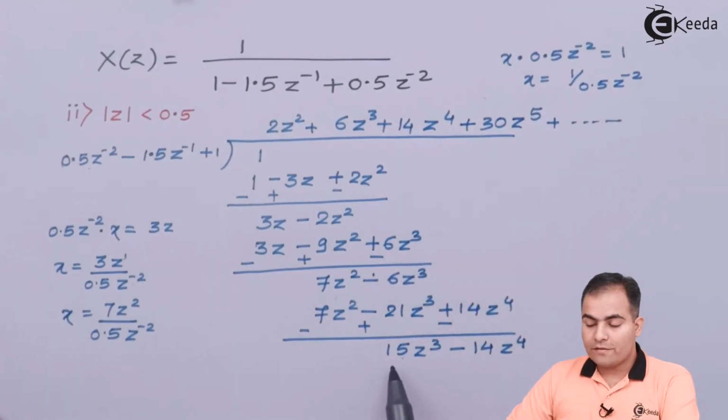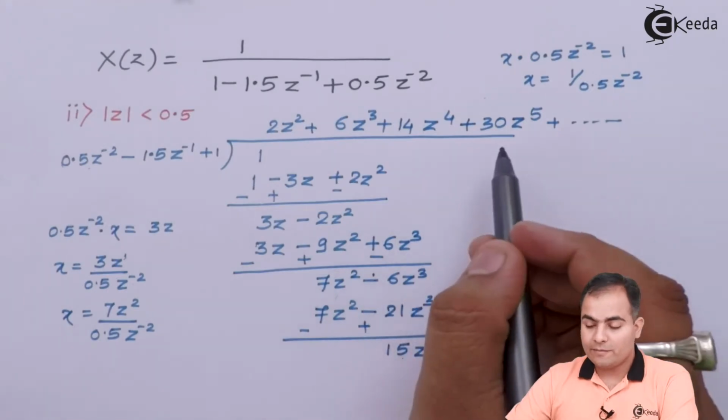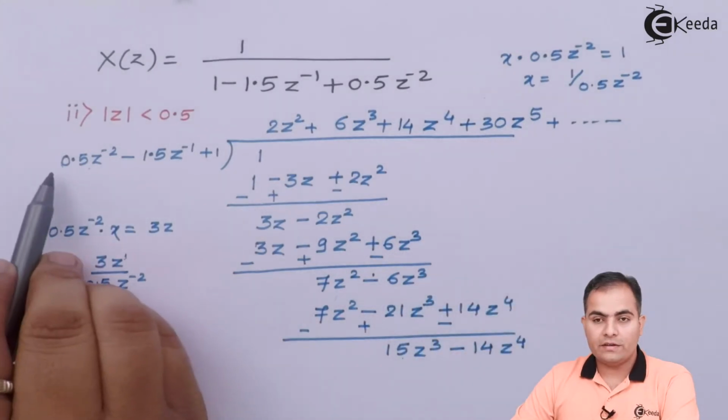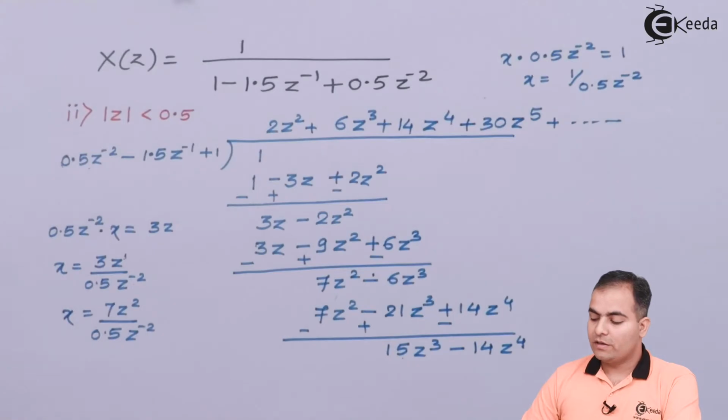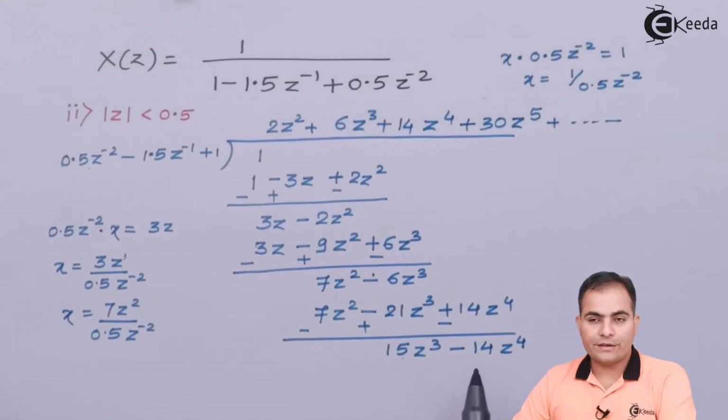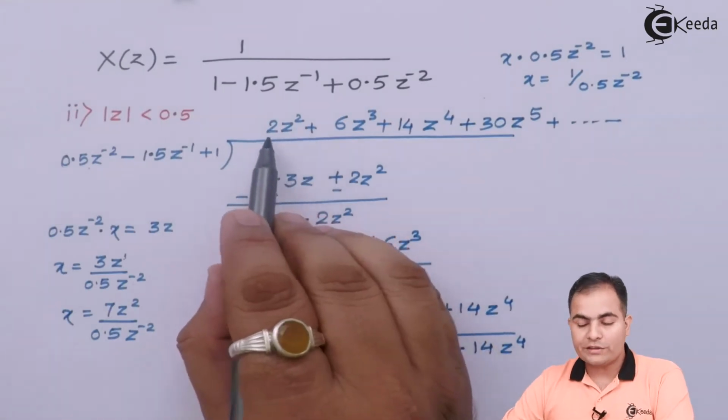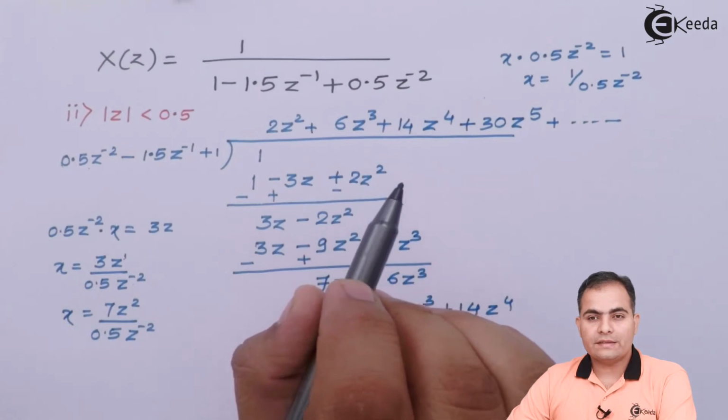So if we want 15z cube, then we'll multiply 30z to the power 5 with 0.5z to the power minus 2. So if you multiply it, just do the next division and you will get the answer. But if you stop here, then also it is fine. Now this quotient is nothing but my x of z.